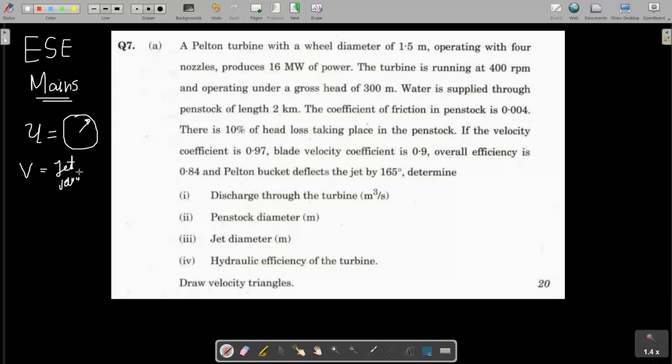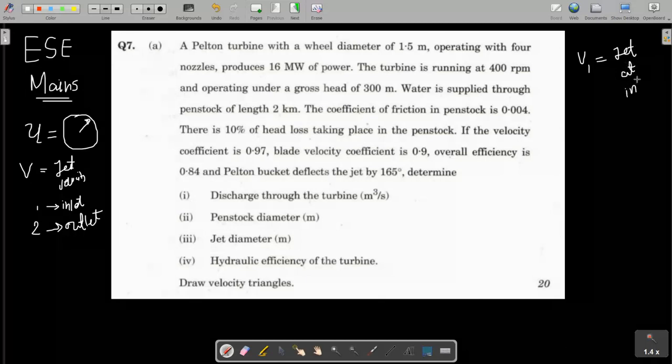Wherever I use subscript 1 or subscript 2, subscript 1 means at inlet condition, and subscript 2 means at outlet condition. Suppose I am writing V1, that means velocity of the jet at inlet of the bucket. Suppose I am writing V2, that means the jet velocity at outlet.